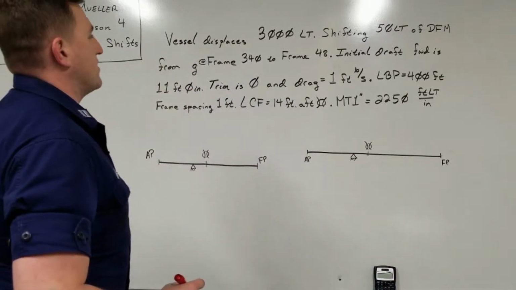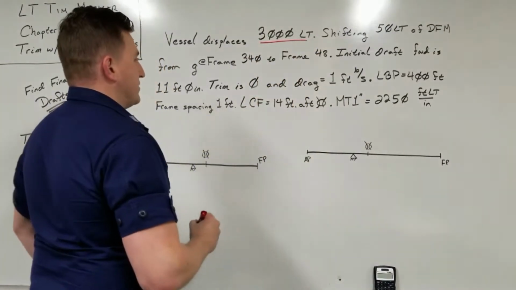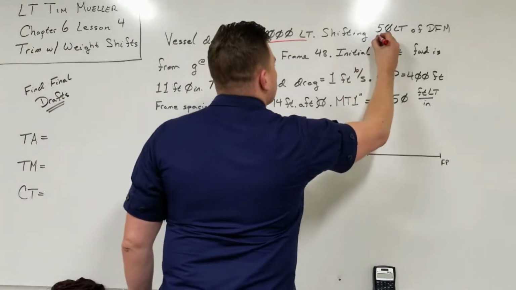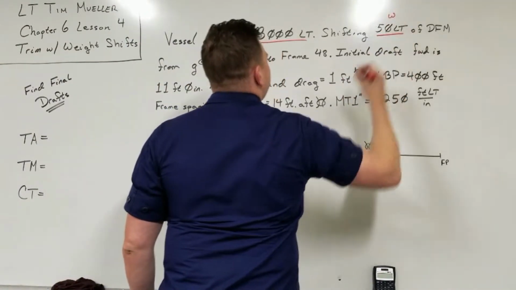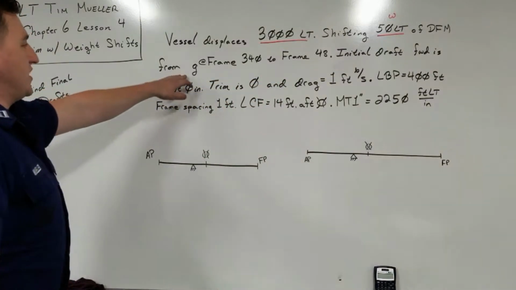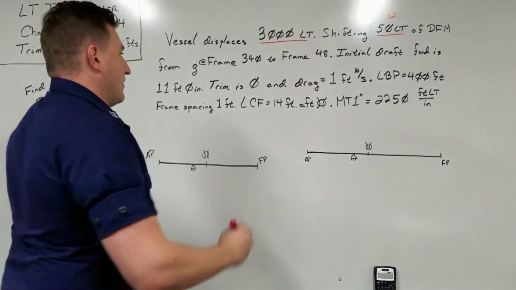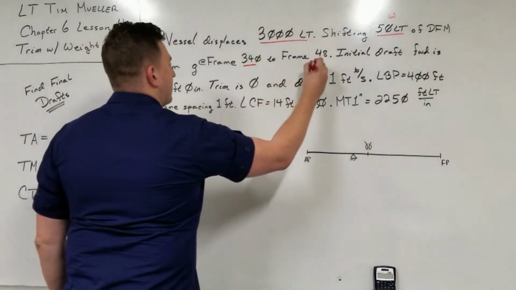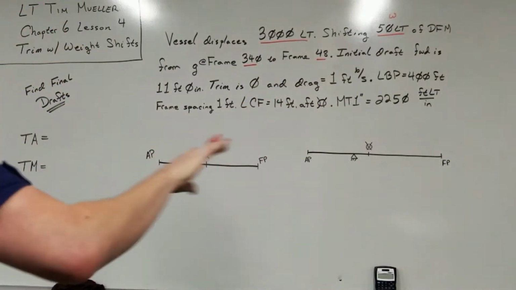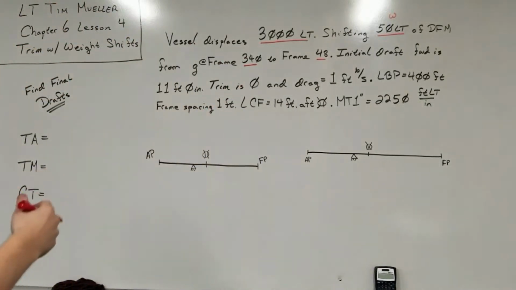So we have a vessel that displaces 3,000 long tons. That might be a little tidbit of information we might need later. We're shifting 50 long tons. Okay, I already see my little W right there, of diesel fuel marine, DFM, from G at frame 340 to frame 48. It sounds like this is giving me the distance that I'm shifting my weight. So that's going to be my trimming arm. I already got my W, so mentally I got my trimming moment.